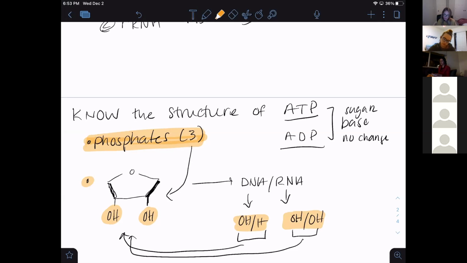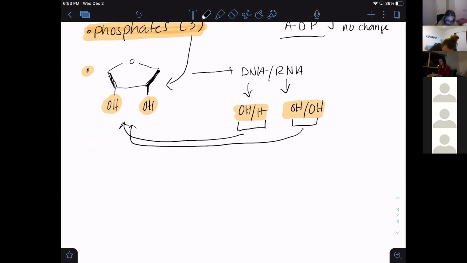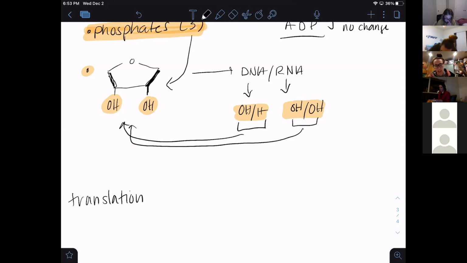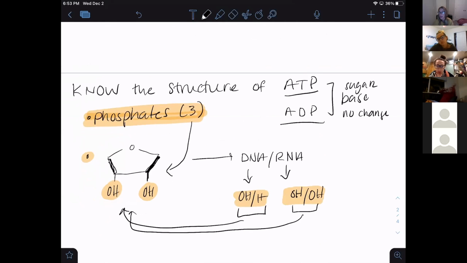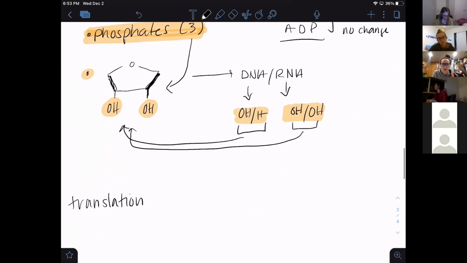You need to know the 3 stages of translation. What's the full difference between ATP and ADP? The only thing that's different is the amount of phosphates. But what I'm trying to tell you is he will trick you by changing the sugar base. So you need to make sure that with ATP and ADP, you're still having a double OH there. Really, it's just the phosphate change, but he'll throw you for a loop if you don't know what the sugar base looks like.